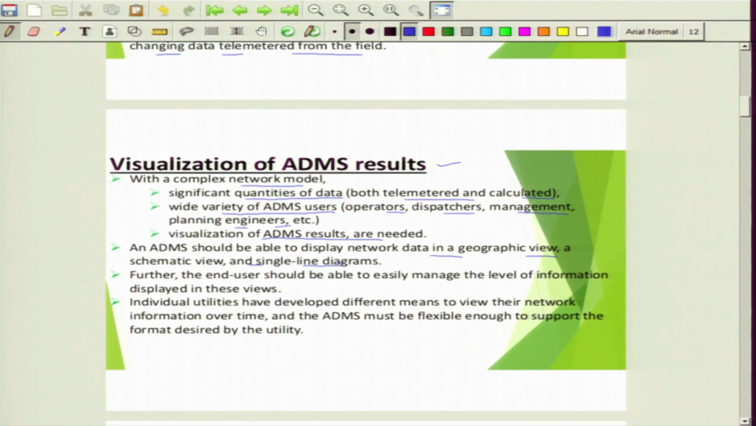As we have discussed in the previous classes, we can have an HDMI based vision of data, a bird's eye view of the entire system. Data can be obtained by using ADMS. Further, the end user should be able to easily manage the level of information displayed in these views. Individual utilities have developed different means to view their network information over time. The ADMS must be flexible enough to support the format desired by the utility.